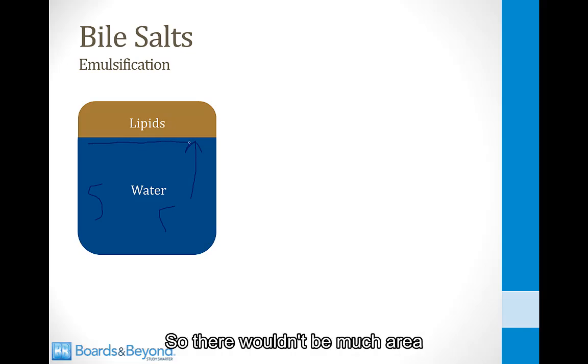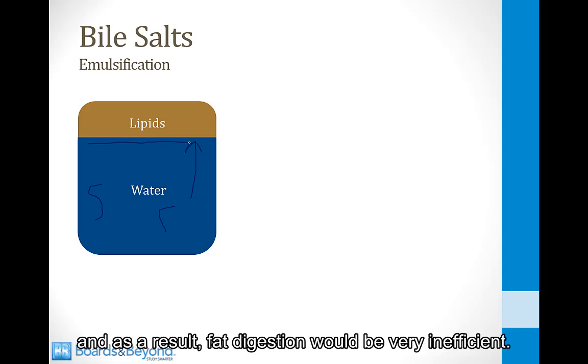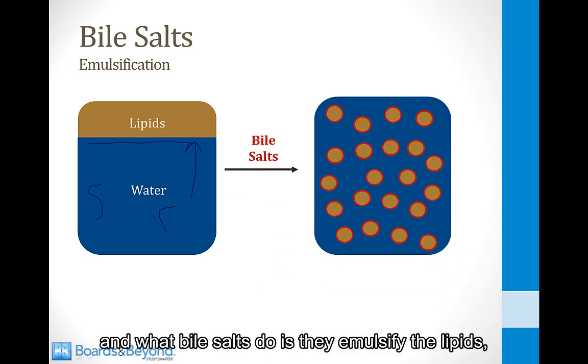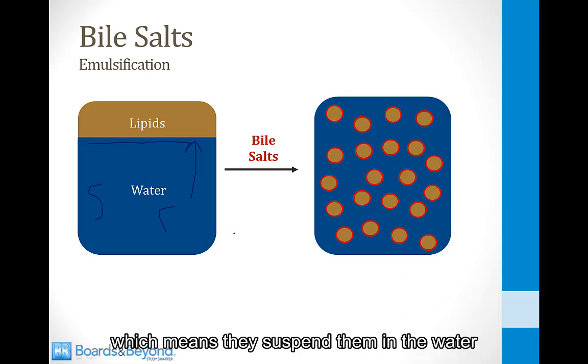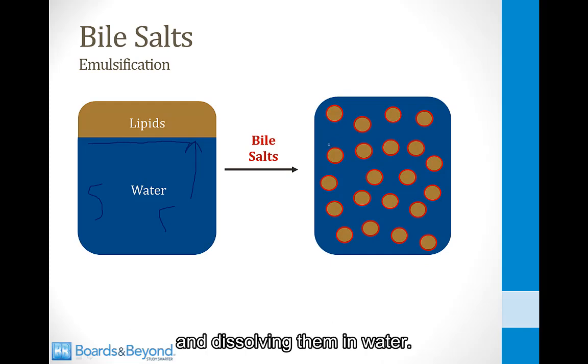So there wouldn't be much area in which for pancreatic lipase to work, and as a result, fat digestion would be very inefficient. Luckily, we have bile salts, and what bile salts do is they emulsify the lipids, which means they suspend them in the water, and they do this by surrounding lipid particles and dissolving them in water. This makes much more surface area in which for pancreatic lipase to work, and it helps to aid in digestion.